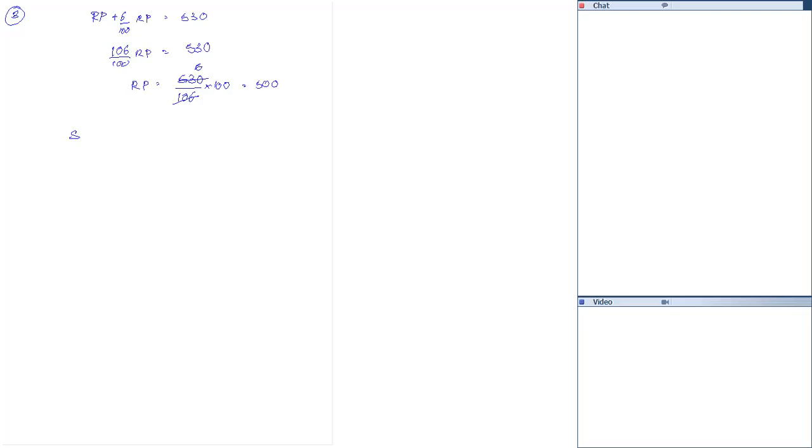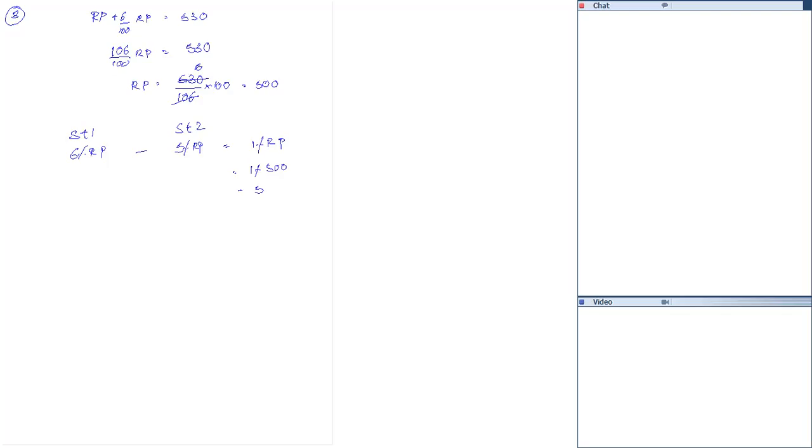Okay, so in state 1 and we have state 2. In state 1, my tax is 6% of retail price. In state 2, the tax is 5% of retail price. So how much will you save? You will save 1% of retail price. So 1% of retail price is equal to 1% of 500. That is $5.